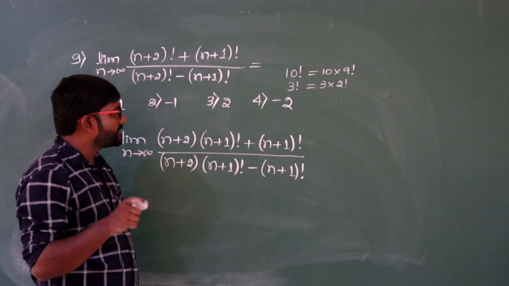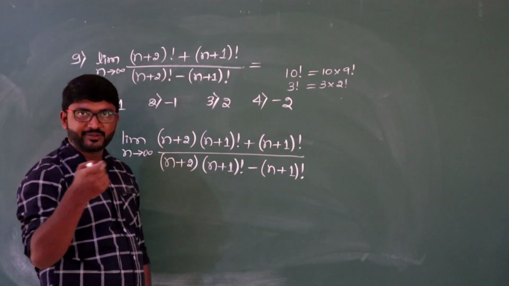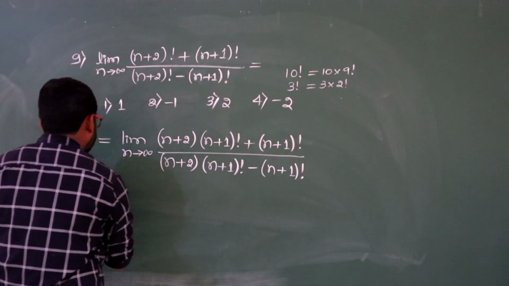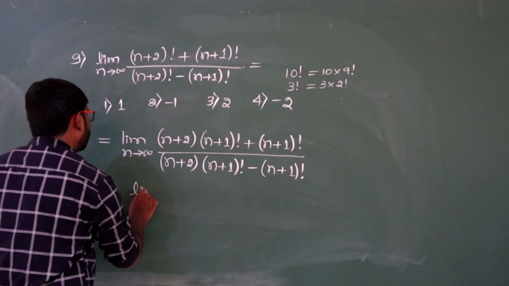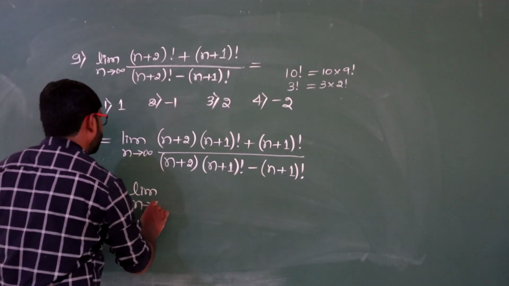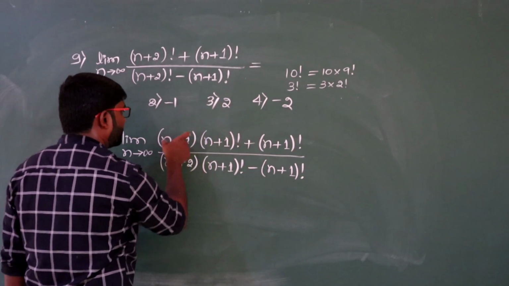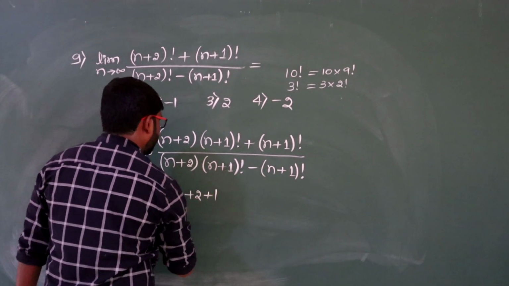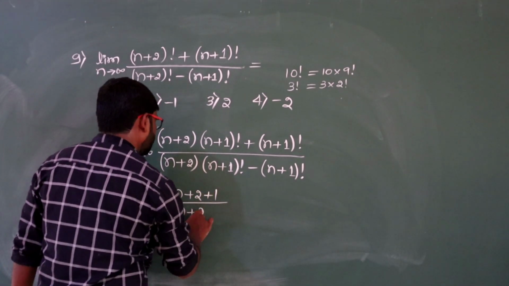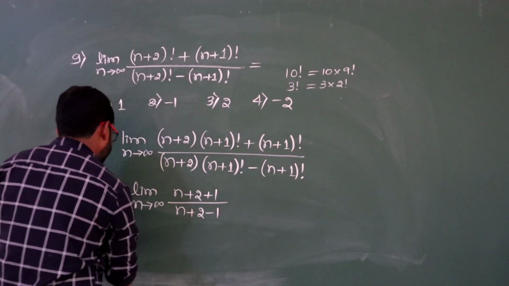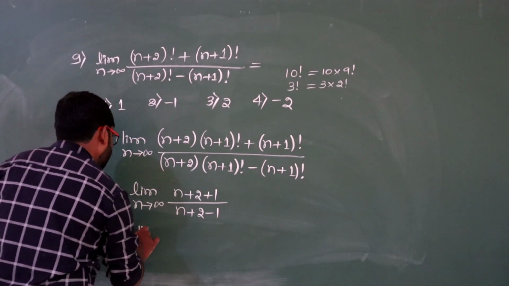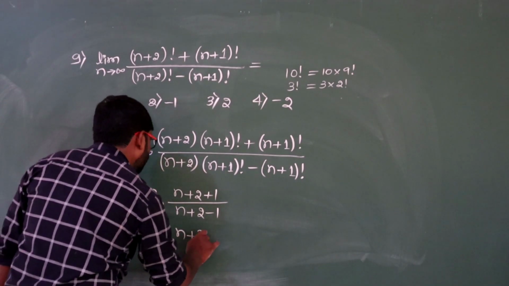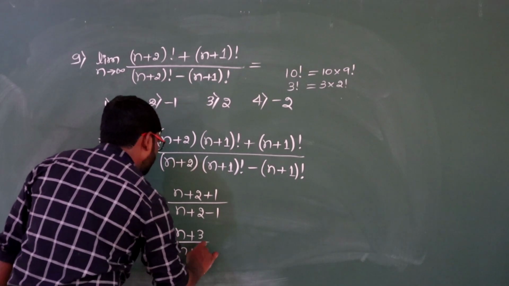Now we have n plus 1 factorial common in the numerator as well as in the denominator. After taking the common, both get cancelled. So now I'll write the remaining term. Limit n tends to infinity, after taking the common, we get n plus 2, then plus 1 here, divided by n plus 2, then minus 1 here. So now limit n tends to infinity, n plus 3 divided by n plus 1.